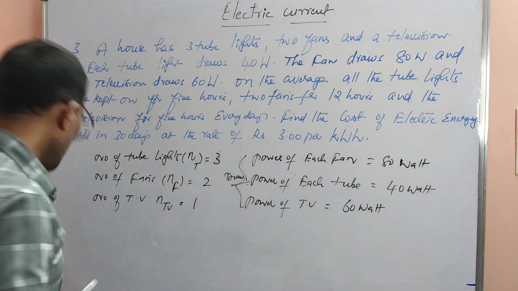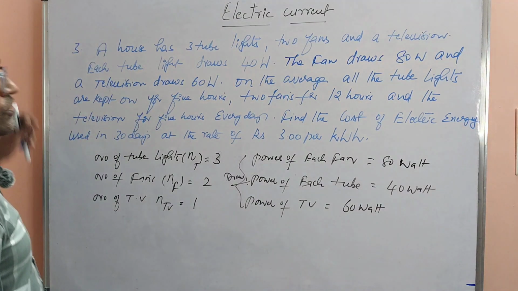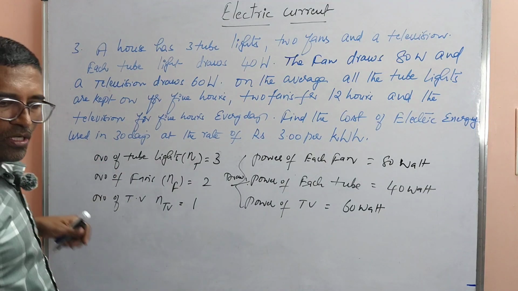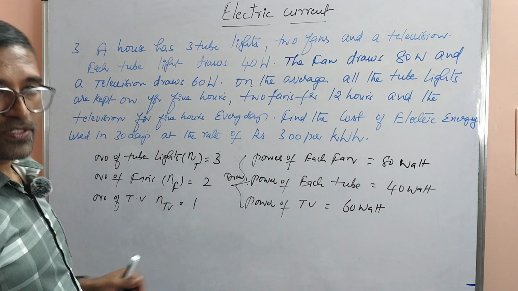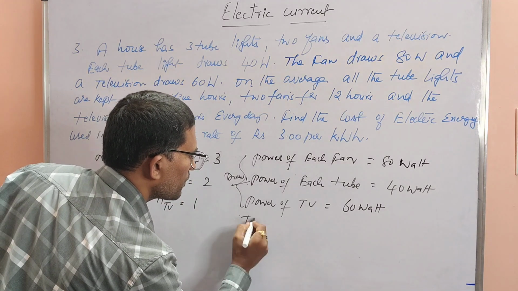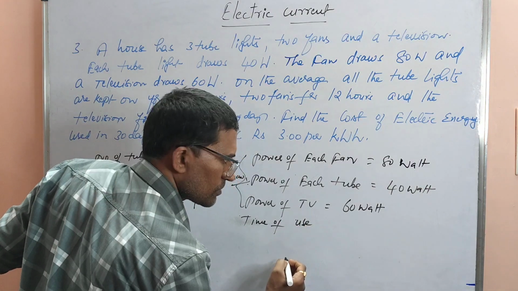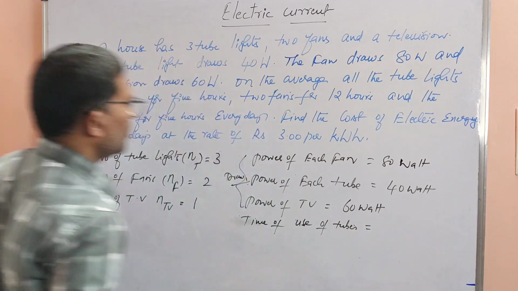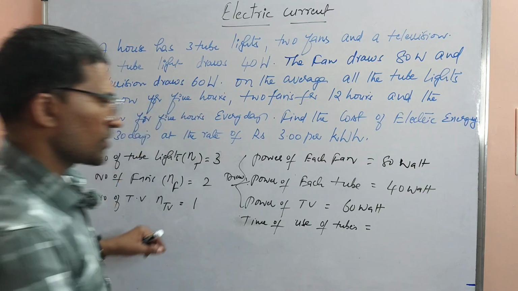Now, before we complete the problem, we should calculate the total power. First of all, I will calculate the total power. Now, time of use, I will write the other step. On the average, all the tube lights are kept on for 5 hours. So time of use of tubes is equal to 5 hours.